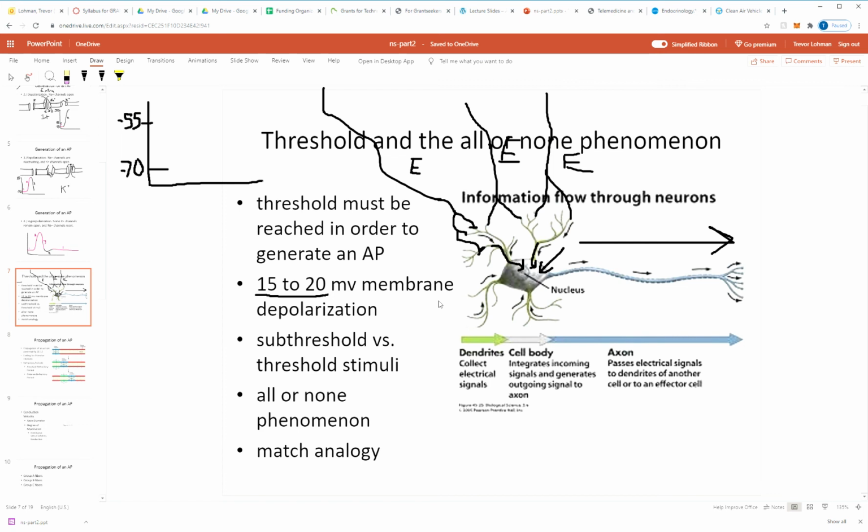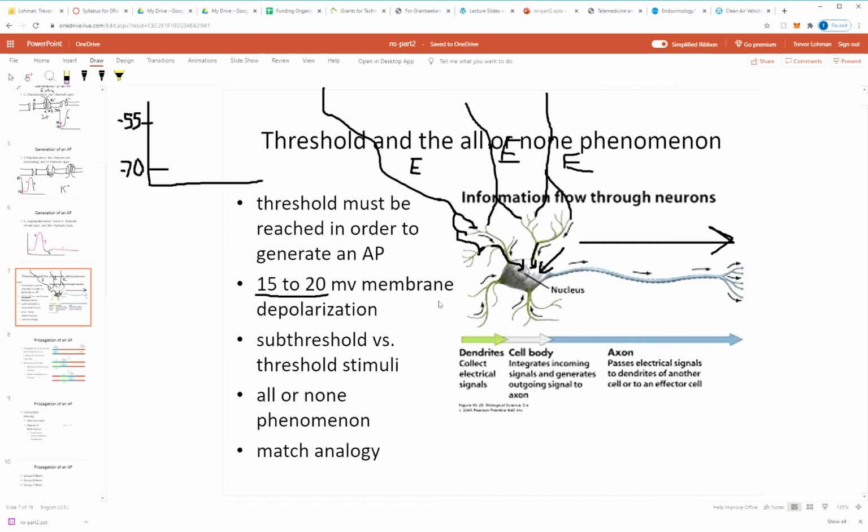Now if you remove the match, the stick is still on fire. Removing the stimulus does nothing, because once you hit threshold, you get the response, even if you remove the stimulus. So that analogy works pretty well because neurons function the same way. You can depolarize the axon hillock a little bit, but unless you get to threshold, nothing happens.